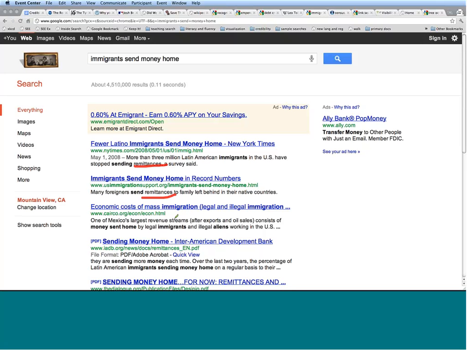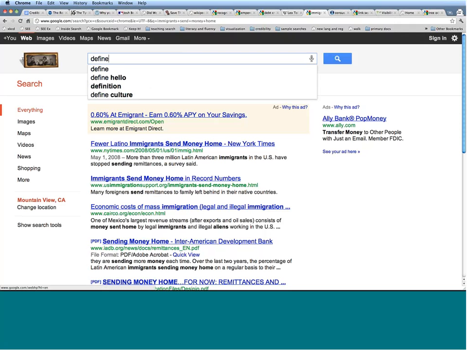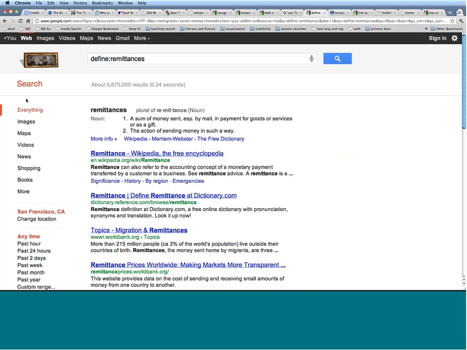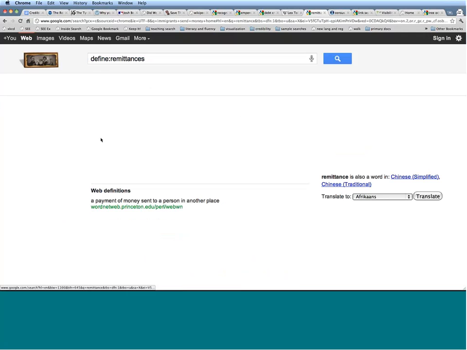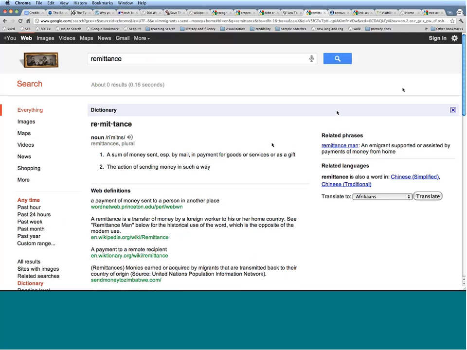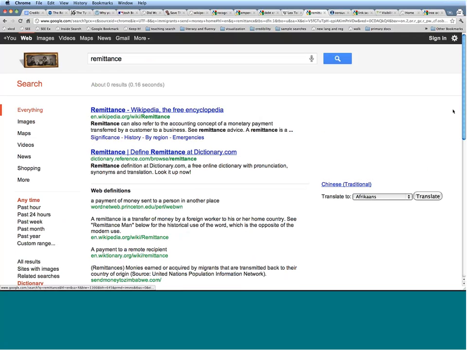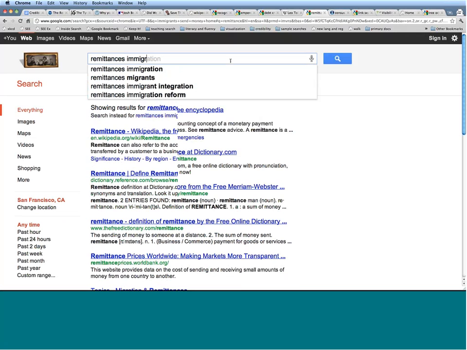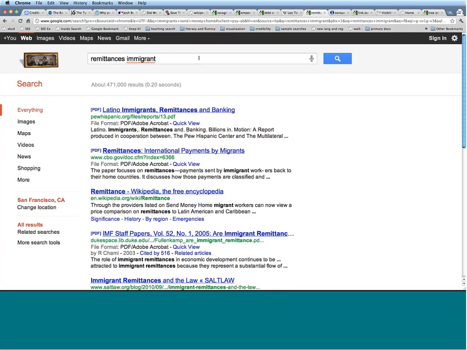So another thing to teach students is when you do a search, look for words that appear in the text. Always check the word by doing a define search to get a dictionary, and you can click through here to get more dictionary results. But then, when you find the proper term, you can leverage that into a much better search.